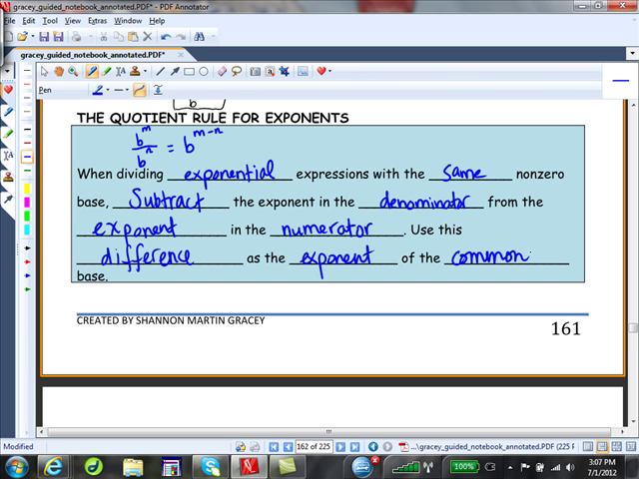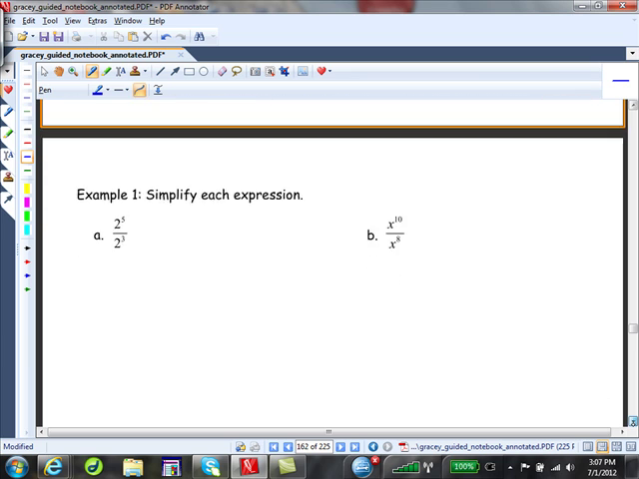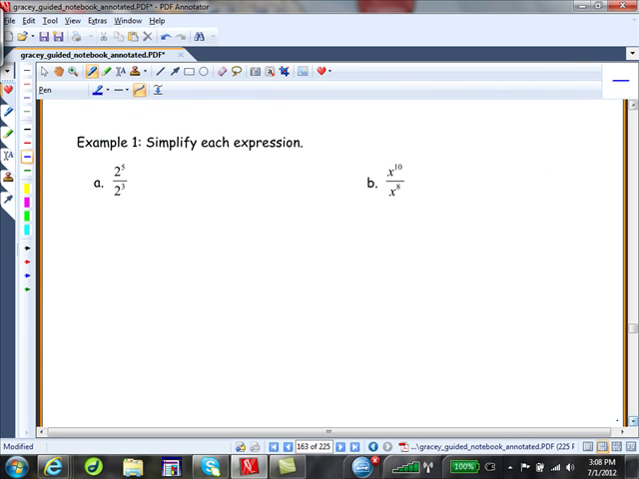Alrighty. So here's some problems to practice on. Go ahead and pause the movie and give these 2 problems a try. Alright, let's see how you did.